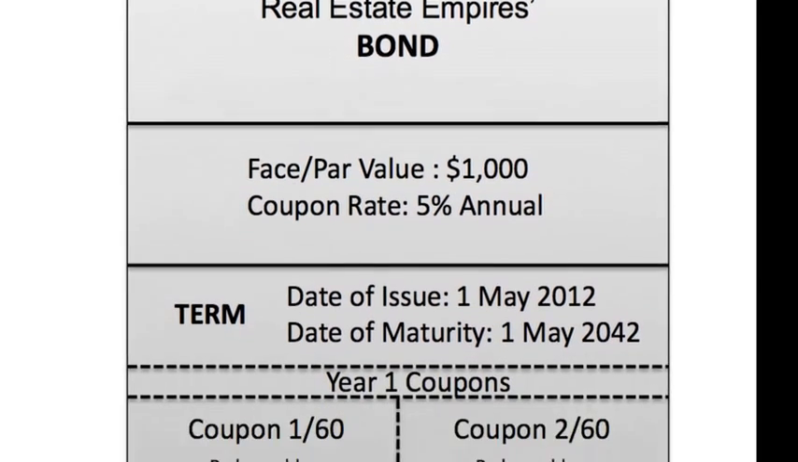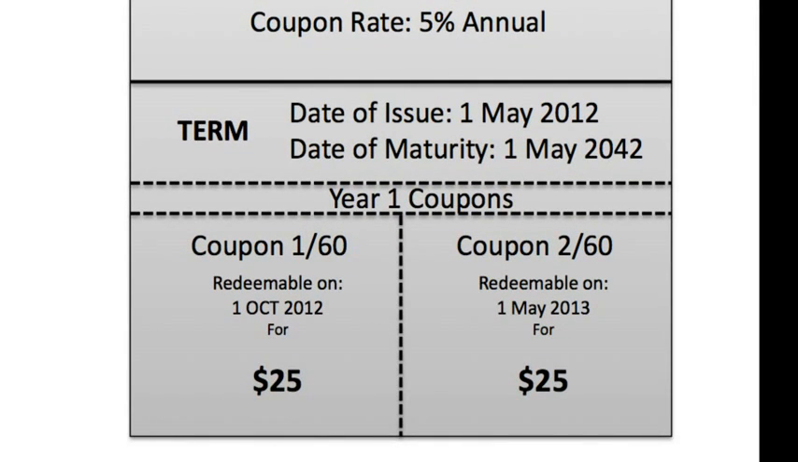When you look down at the bottom here, I have 2 coupons. Back in the olden days, whenever you'd buy a bond, you'd actually get a whole booklet of these coupons. As you can see, there's a dotted line. For his first coupon, if he would have bought this back in the olden days, not right now, because everything's electronic now, he would have cut out his first coupon and mailed it to the Real Estate Empire company, and he would have received the $25 check back, as long as he mailed it in after 1 October 2012, which is 6 months after the initial date of issue.